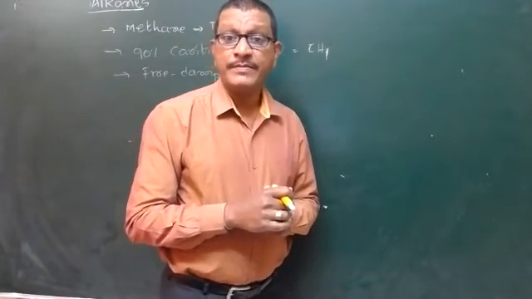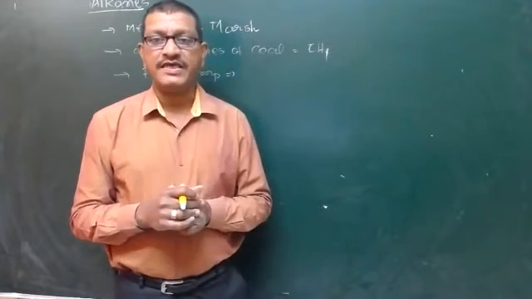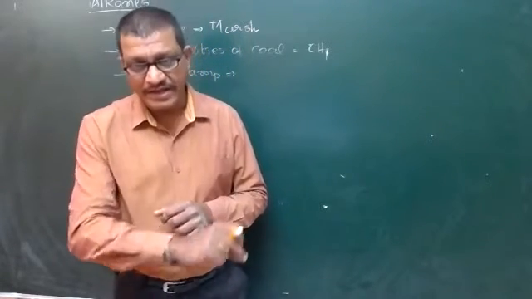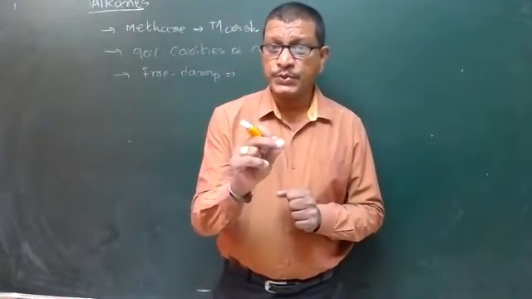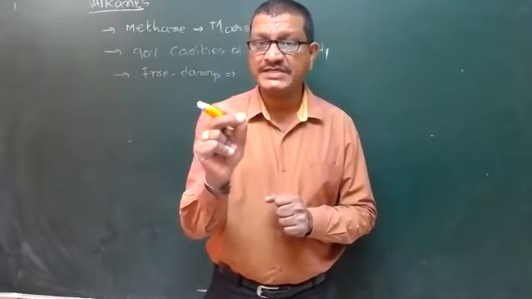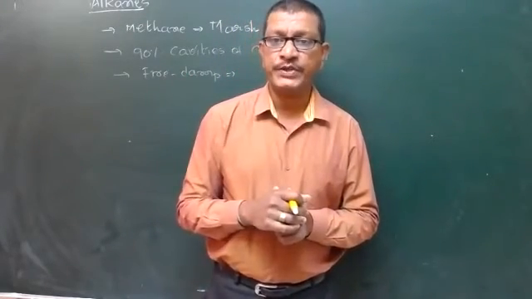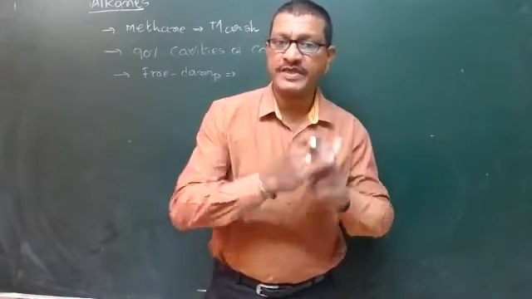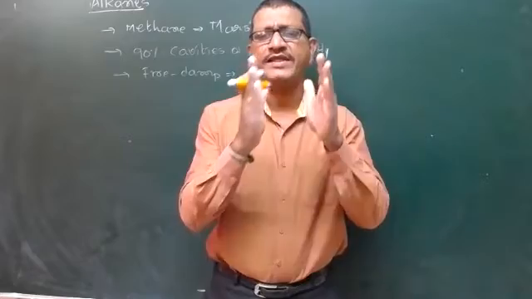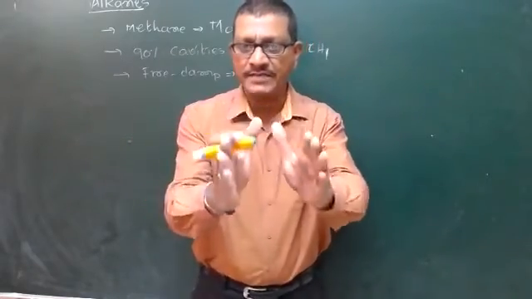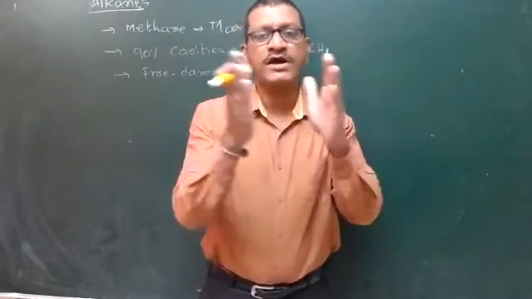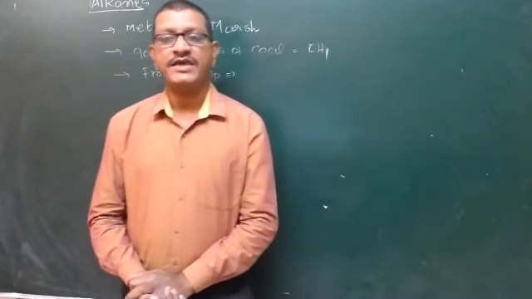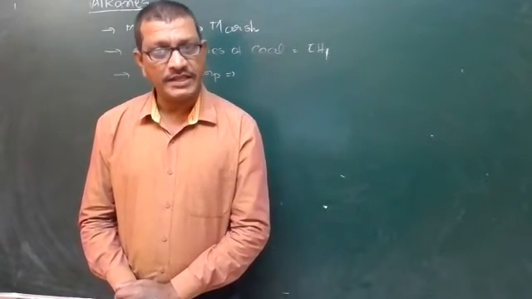The next one, ethane. Ethane can occur along with methane. 10 to 20% of ethane is present along with methane. Where methane is present, ethane is necessarily present, but in a very small amount. So this is the occurrence of the methane and ethane molecules.